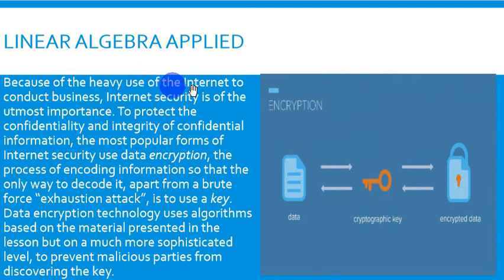Because of the heavy use of the internet to conduct business, internet security is of the utmost importance. To protect the confidentiality and integrity of confidential information, the most popular forms of internet security use data encryption, the process of encoding information so that the only way to decode it, apart from a brute force exhaustion attack, is to use a key. Data encryption technology uses algorithms based on the materials presented in the lesson, but on a much more sophisticated level to prevent malicious parties from discovering the key. So what we're going to simulate is a simplified version of data encryption.